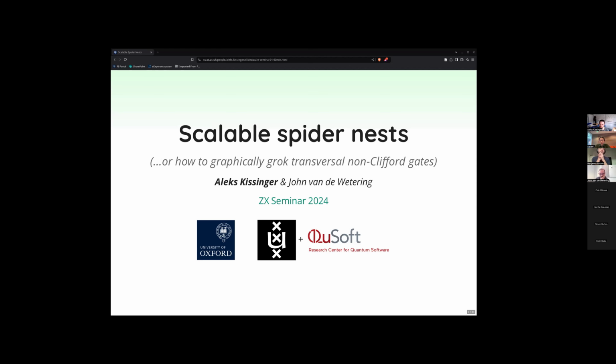People often ask me what grok means. It means to understand something in a deep and fundamental way. It's from this book called Stranger in a Strange Land. So that's just a little side note.